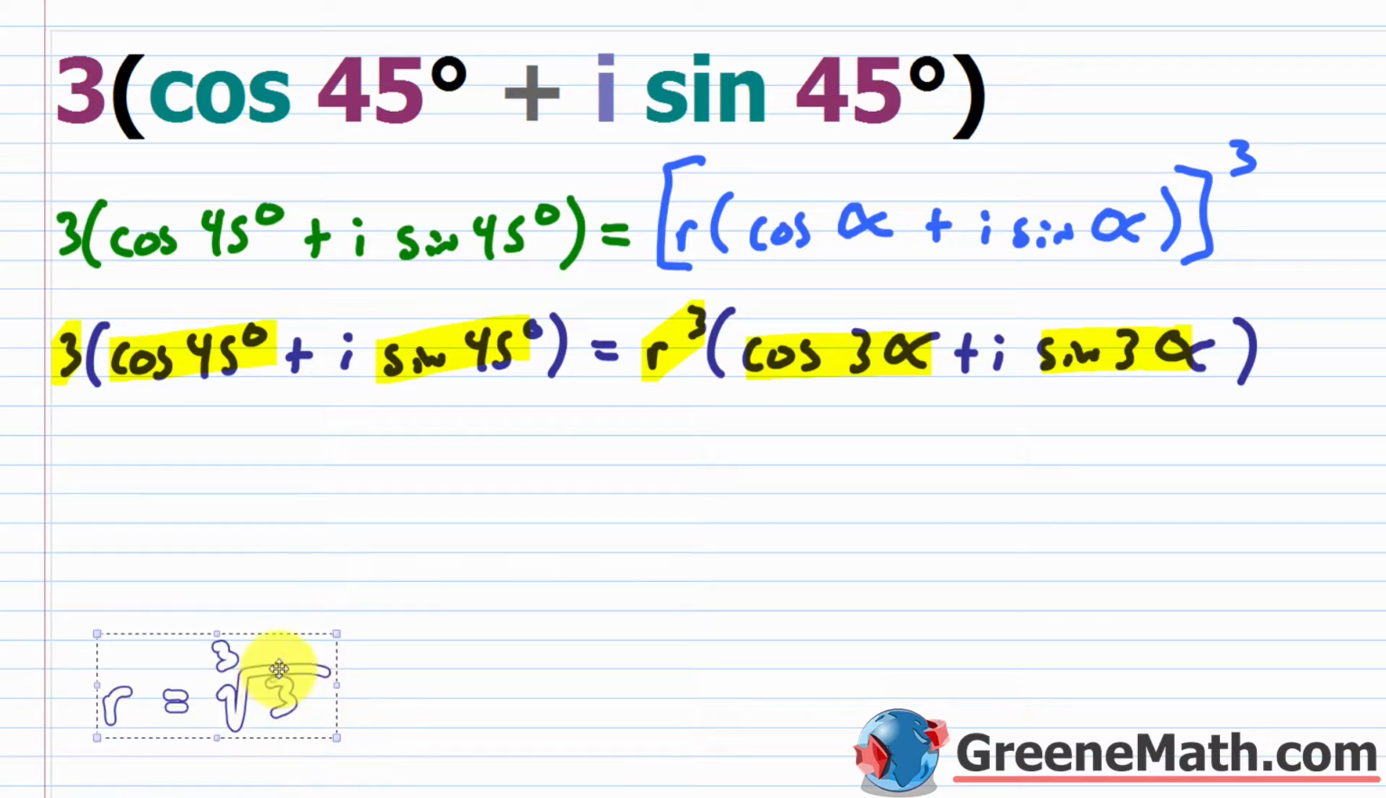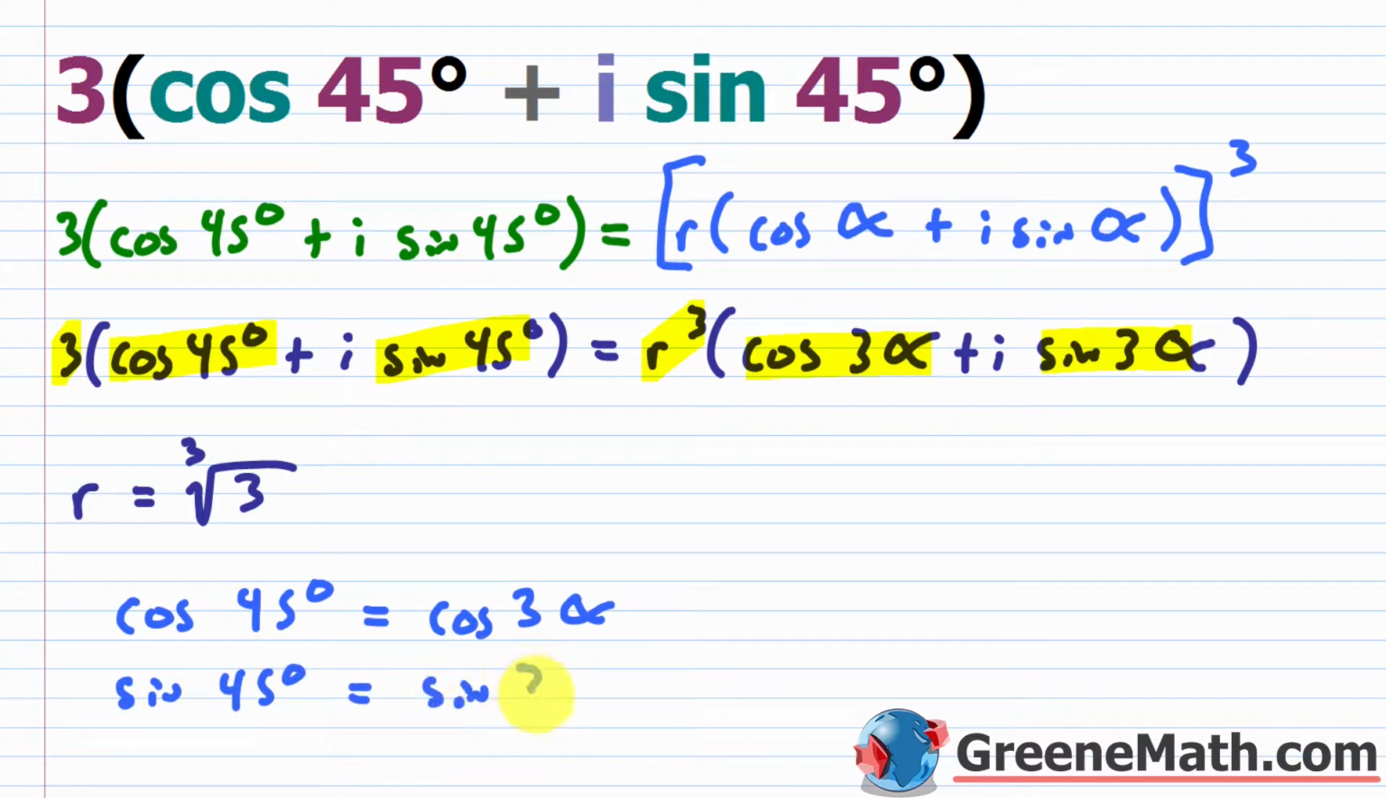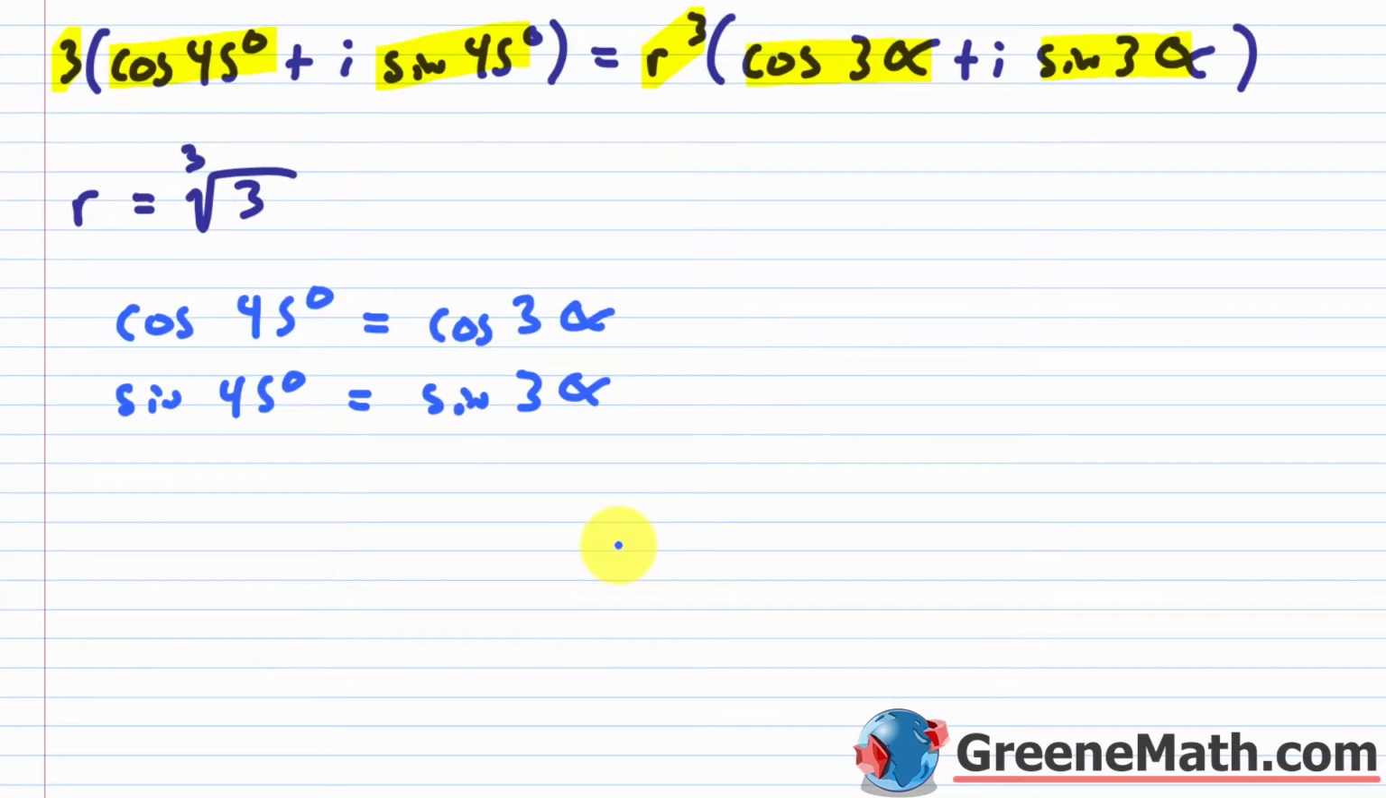Okay, so let me bring this up here so that's out of the way. And then the next piece would be that the cosine of 45 degrees is equal to the cosine of 3 times alpha. Okay, and then also the sine of 45 degrees is equal to the sine of 3 alpha. Okay, so let's think about this for a moment. We know about coterminal angles, and we know that the cosine of 45 degrees has the same value as the cosine of, if I added 360 degrees to that, the cosine of 405 degrees. This would be equal to the cosine of 45 degrees.